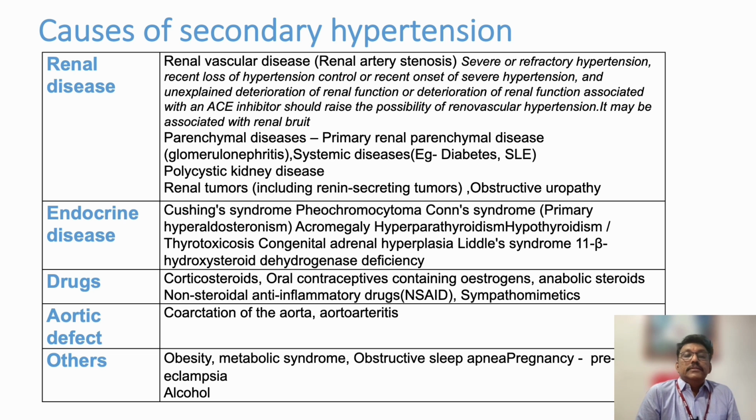Drugs like steroids, oral contraceptive pills, anabolic steroids, NSAIDs, amphetamine, all these things can increase the BP. Aortic defects like coarctation of aorta, aortoarteritis can falsely elevate BP on one side of the body, one arm, it can be elevated. Obesity, metabolic syndrome, obstructive sleep apnea, pregnancy, eclampsia, alcoholism, all can increase the BP. So, detailed history and detailed evaluation is most important before starting any treatment.